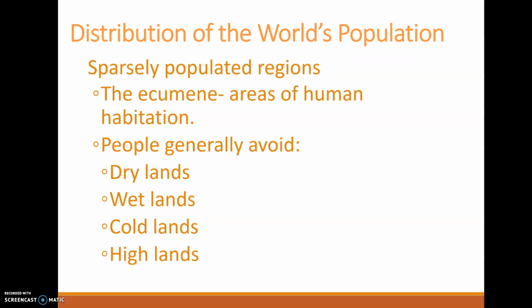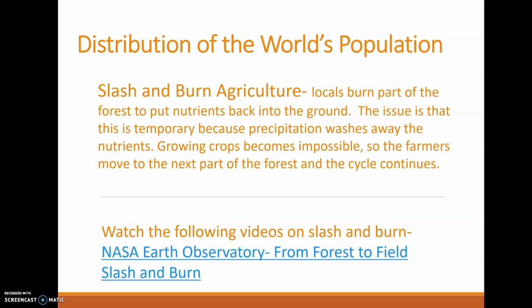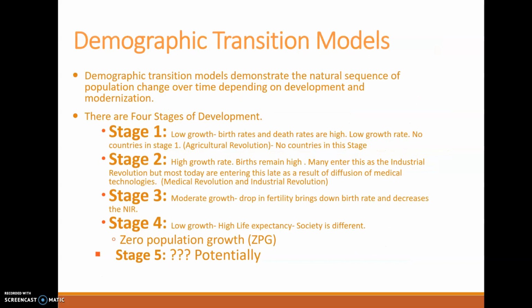And then here we go, distribution of the world's population, where it is, and why it's located in these areas. And a lot of the time, most people are located because of climate. But there's also something called climate change, and we need to take that into account. This talks about slash and burn agriculture in terms of population, and I want you to read about slash and burn agriculture. These slides talk about demographic transition models.